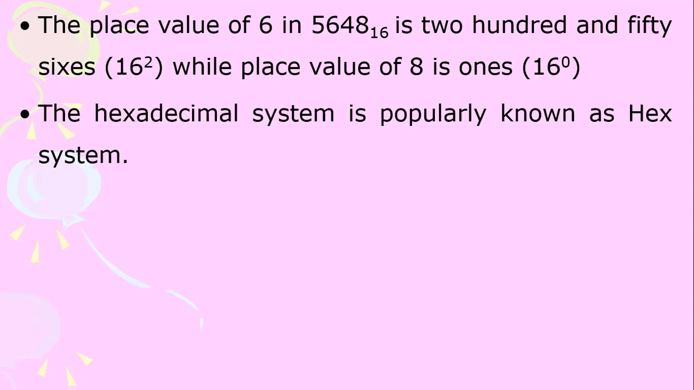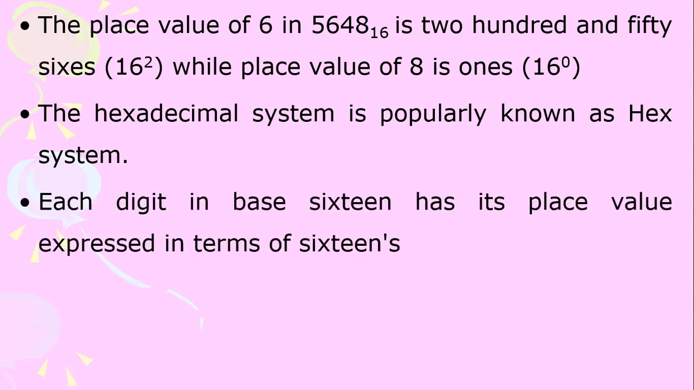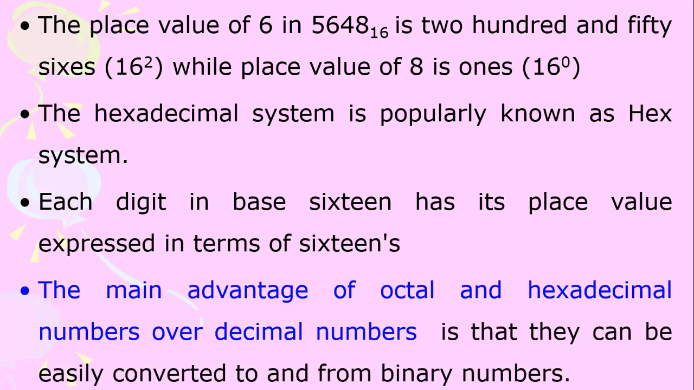The hexadecimal system is popularly known as the hex system. Each digit in base 16 has its place value expressed in terms of 16s. The main advantage of octal and hexadecimal numbers over decimal numbers is that they can be easily converted to and from binary numbers.